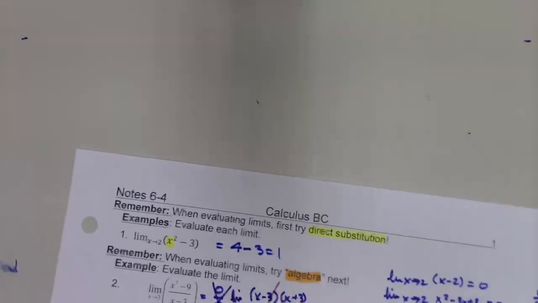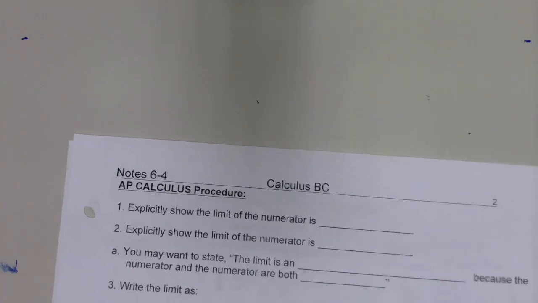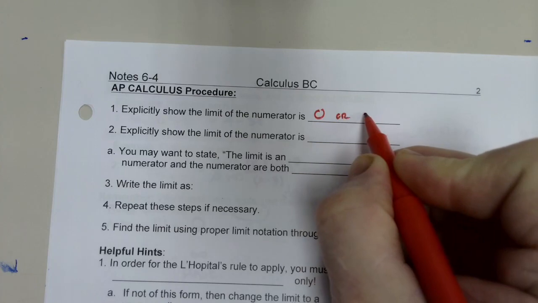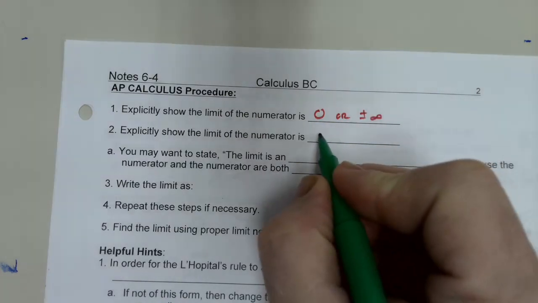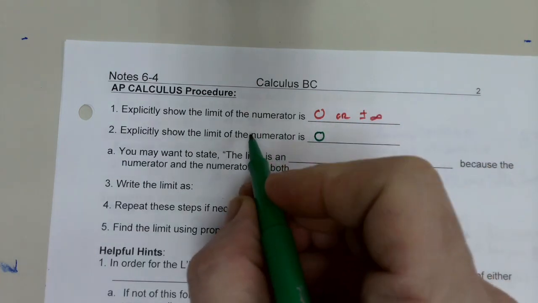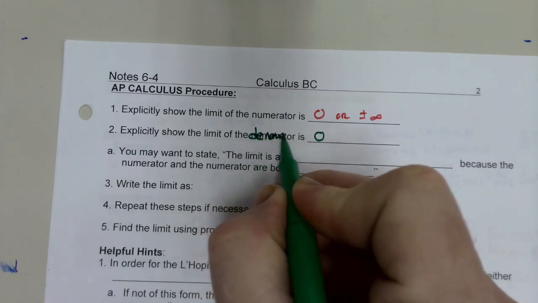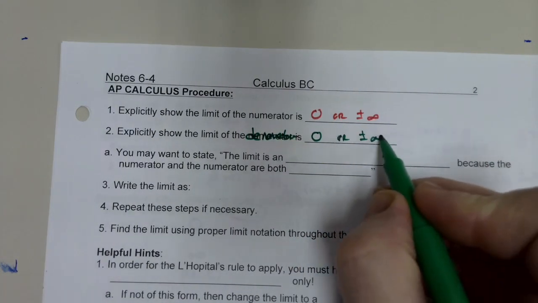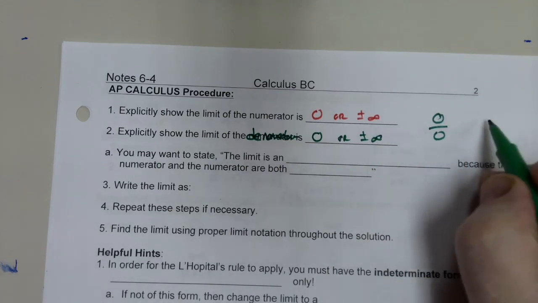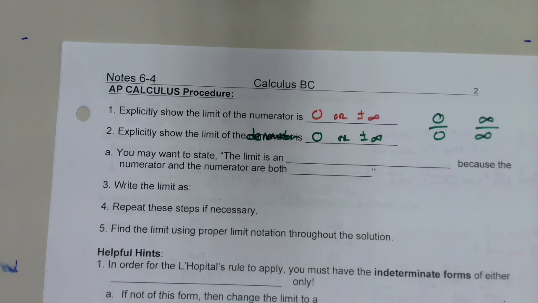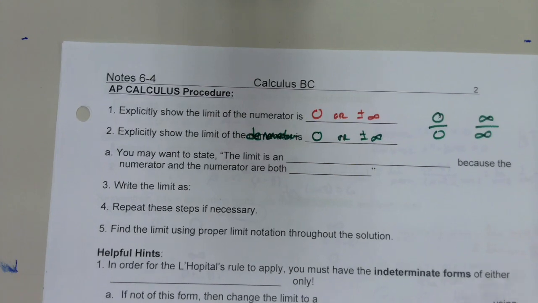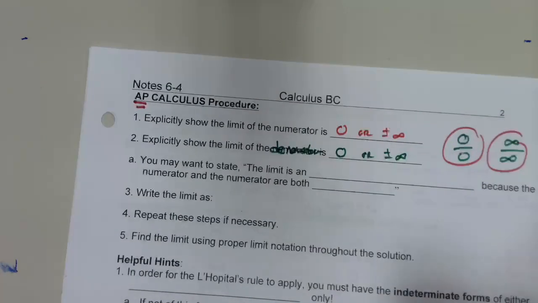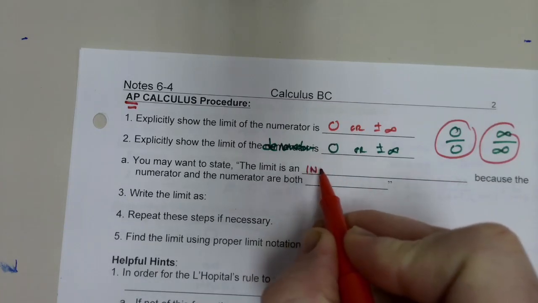So here are the procedures that we'll use when we're evaluating this. First of all, we must first explicitly show that our numerator is 0 or that it is plus or minus infinity. Then we'll also show that the denominator is 0 or goes to plus or minus infinity. You'll see online a lot of people write this as, hey, we get 0 divided by 0 or infinity divided by infinity, which is okay to note, but I'm bringing this up because AP rules say don't write it like this. Evaluate the numerator, evaluate the denominator, and then state that we have an indeterminate form.